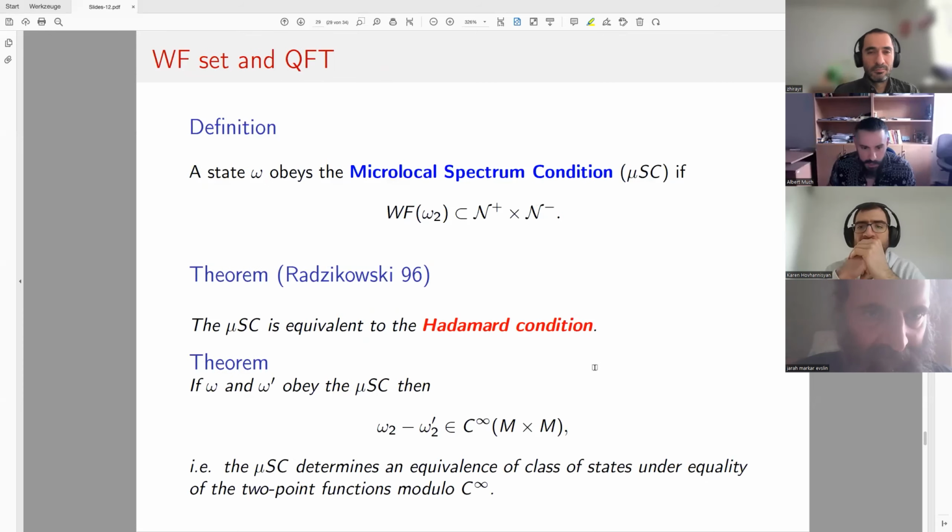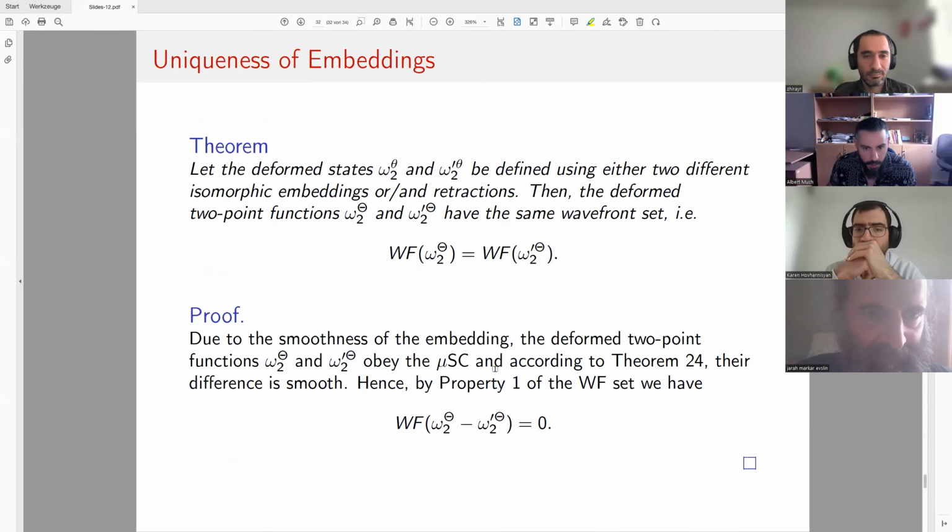Well, no. This is a very good question, actually. So I can show you. I have this result that I skipped. Basically, if you have two deformed states, they can be defined using two different isomorphic embeddings and retractions. This is what the prime here denotes.